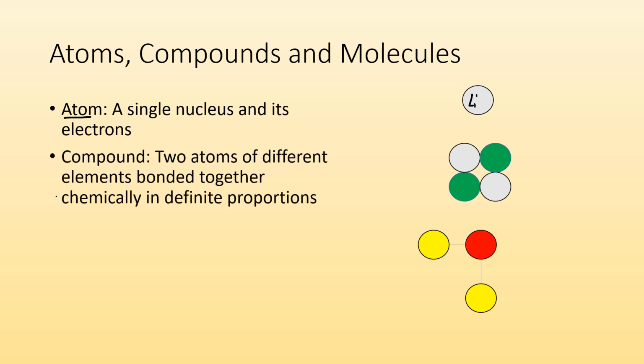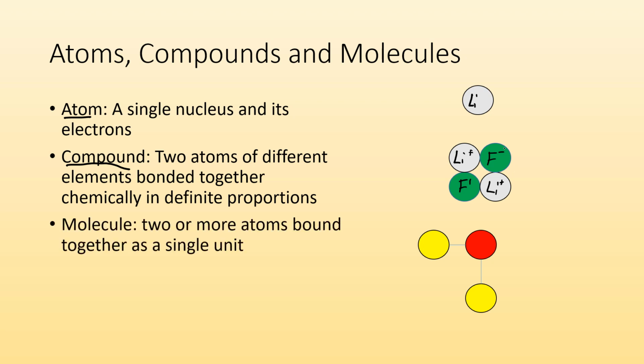So what's a compound? Well, a compound is when two atoms of different elements bond together chemically in definite proportions. For example, here we have lithium ions and fluoride ions bonding together. This is an example of a compound because it's bonded together different elements. Whereas a molecule is when you have two or more atoms bound together as a single unit. Here I have an example of H2O, a molecule of water.